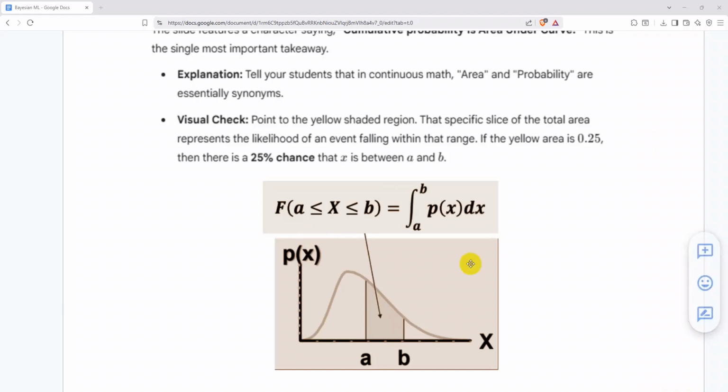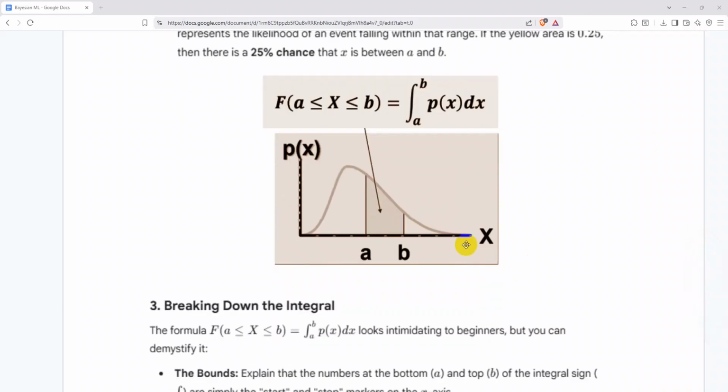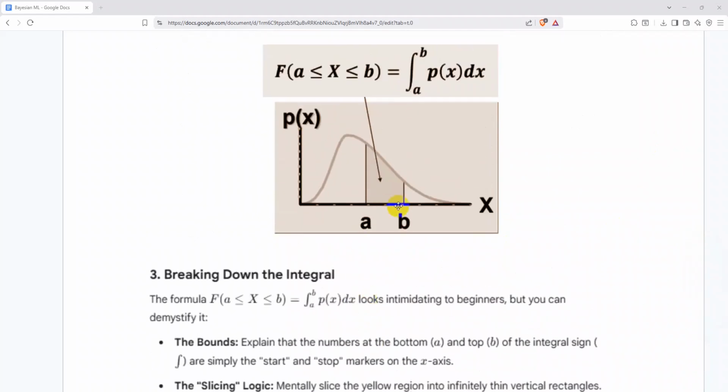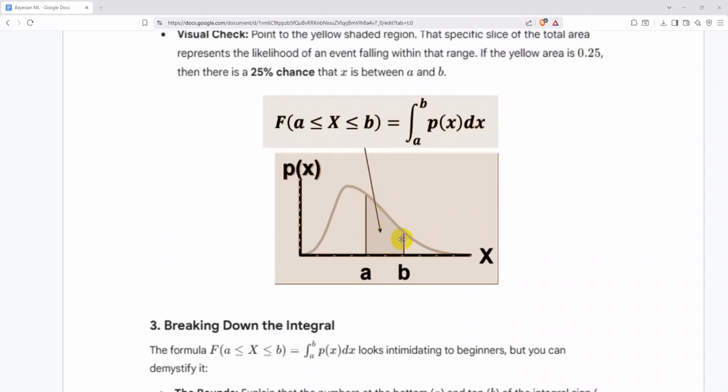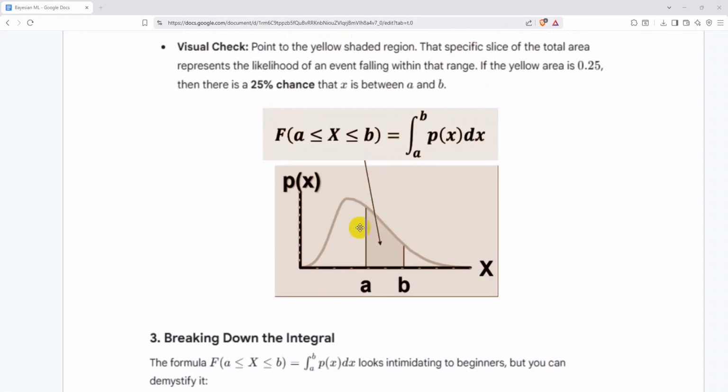Now, here is the most important idea. In continuous probability, area equals probability. Look at the shaded region between A and B. That area directly represents the probability that the value lies in that range. So if that area is say 0.25, that means there is a 25% chance that x lies between A and B. Now let's briefly understand this formula.